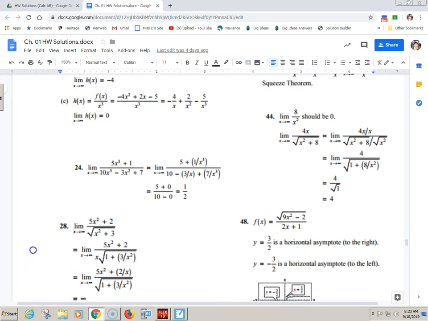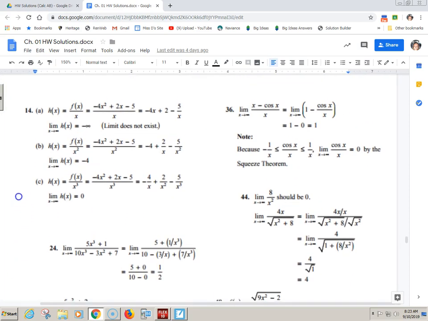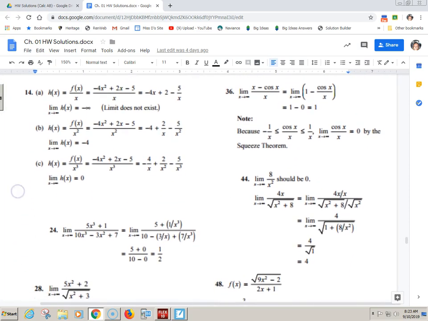Number 28, final answer was positive infinity. If you put just "does not exist" on the text, the textbook wouldn't mind, but your test will. Does that make sense? Be careful. Number 36 is 1.